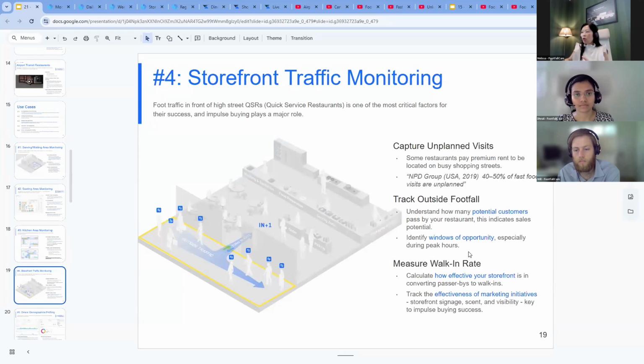And sometimes also your scent. We've typically known fast food, they just pump out the aroma of their cooking. So when are you pumping it out? When are you having a different signage showing an offer? Are they increasing the turn-in rate and so forth? So you can measure all that.